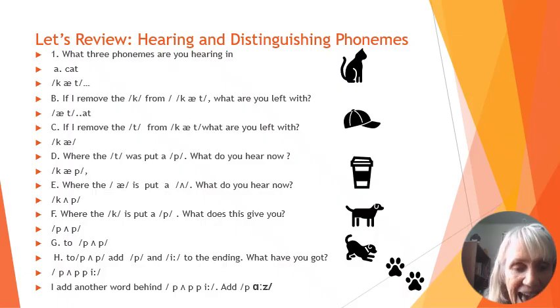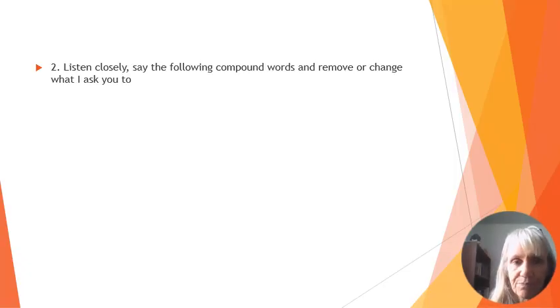Now, add another word behind puppy. We're going to add p, s, p, s, pus, paws. What have we got? So the answer to the final question on the other side was puppy paws. Puppy paws. Okay, let's go on.